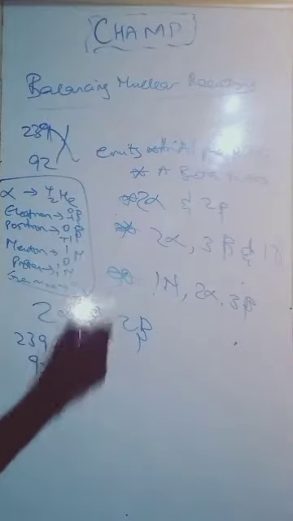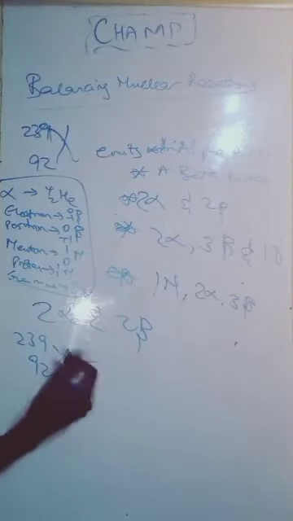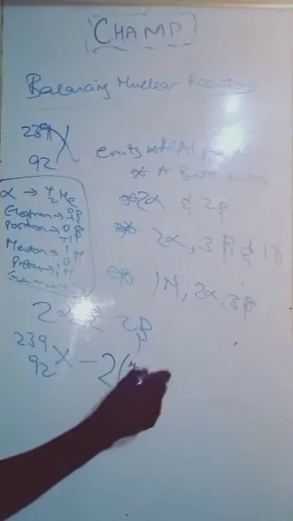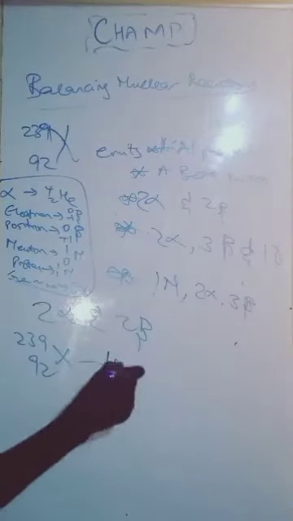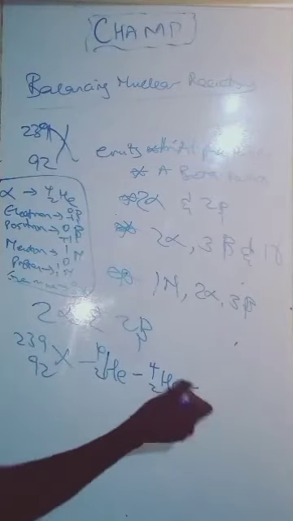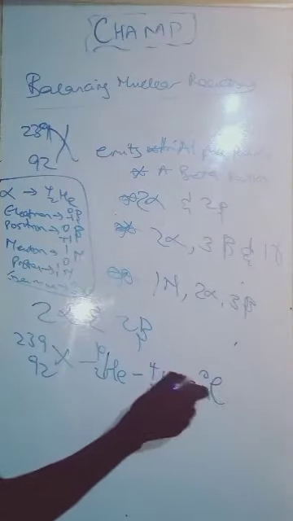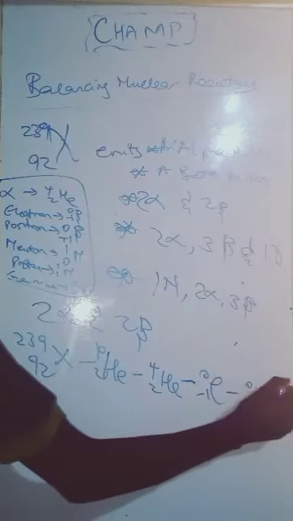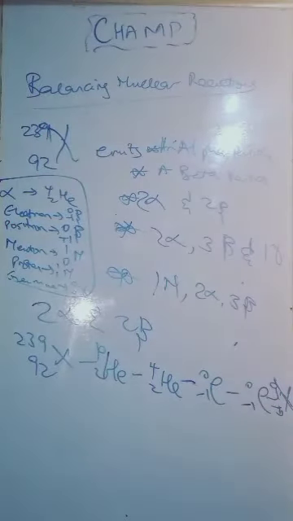239 92 X minus 2 alpha, 2 into brackets. Okay, let me just write it. Can I have it like this? 2 alpha. Do you get it? Or you can write it 2 times. 2 alpha, 4 2 4 2, and 2 beta, 0 minus 1, another 0 minus 1, to give you X, A, B. Do you get it now?